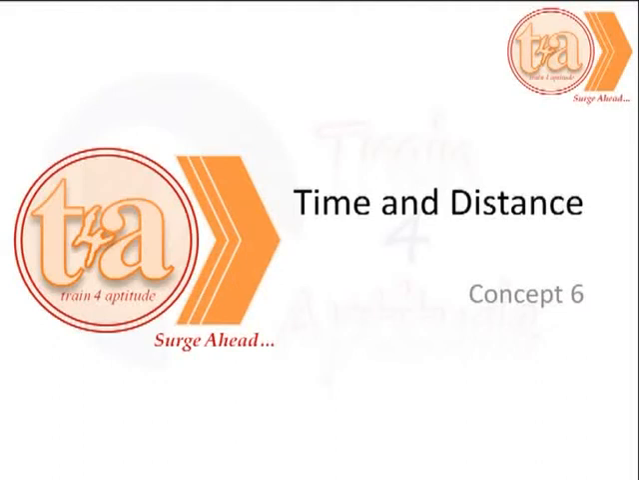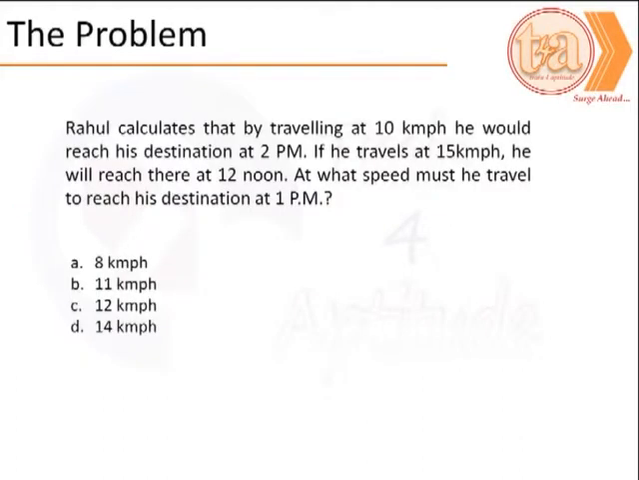Today we look at the sixth concept in the problems of time and distance. Let us begin with reading the problem. Rahul calculates that by traveling at 10 km per hour, he would reach his destination at 2 pm. If he travels at 15 km per hour, he would reach at 12 noon. At what speed must he travel to reach his destination at 1 pm? Our options are 8 kmph, 11 kmph, 12 kmph, and 14 kmph.